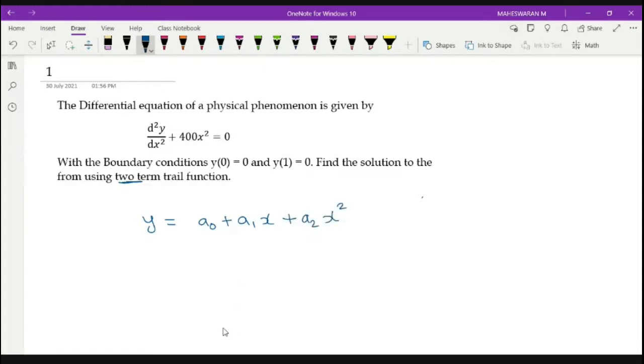So how many terms will I get now? When I differentiate this, I will get a1 plus 2a2x. When I differentiate again, I will get 2a2. So I will get only a2, right? But you know two terms, right? So which means this is also not enough. So I'm going to add one more. So plus a3x cube. Now, if I differentiate it, surely I'll get two terms.